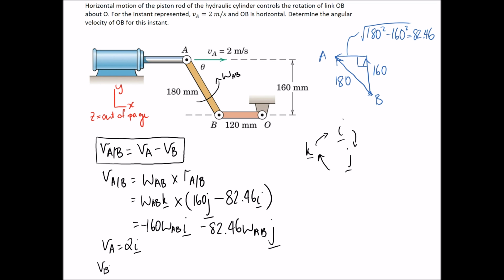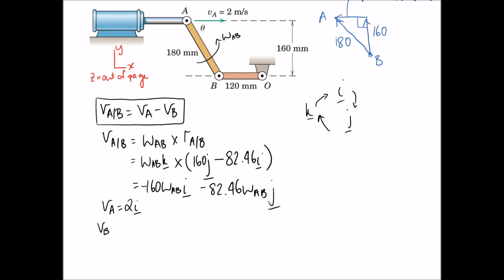Alright, so one left, and that's the velocity of B. So we know point B here is connected back to O, and we can use that to our advantage. So it's going to be equal to the angular velocity of that link, which I'll call omega OB, multiplied by the radius, and it needs to be measured back to the fixed point, so B relative to O.